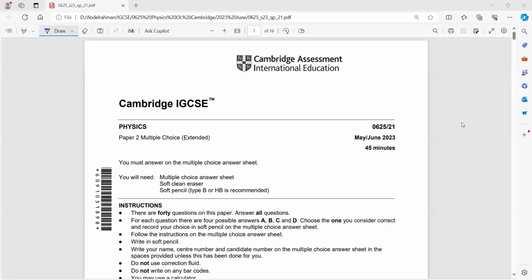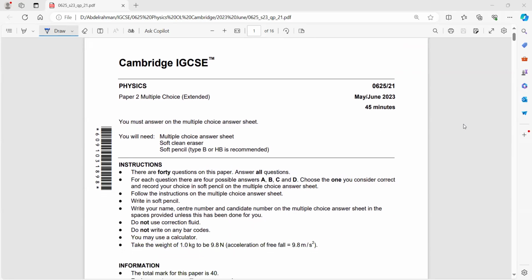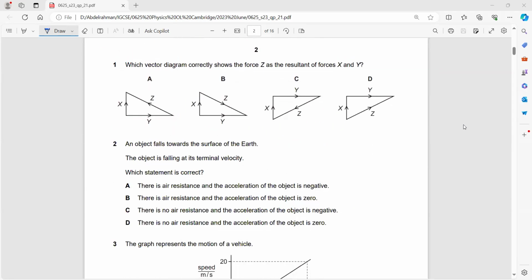Okay, May/June 2023, Paper 2, Variant 1. Question 1. Which vector diagram correctly shows the force Z as the resultant of forces X and Y? X is directed upwards and Y is directed to the right. The resultant of these forces would definitely be D.